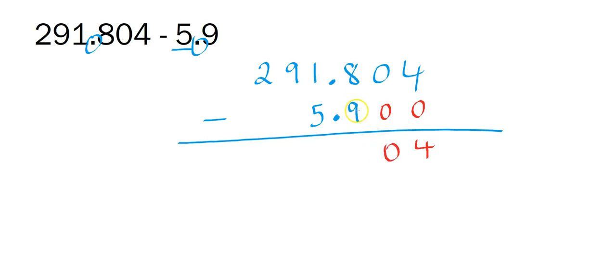8 minus 9, that's a problem, so we borrow from the place value immediately to the left, and so we take that down to 0, and that 1 goes there. So it's now 18 minus 9, and that's 9. We're up to the decimal point, okay, so that just goes straight down there as well.